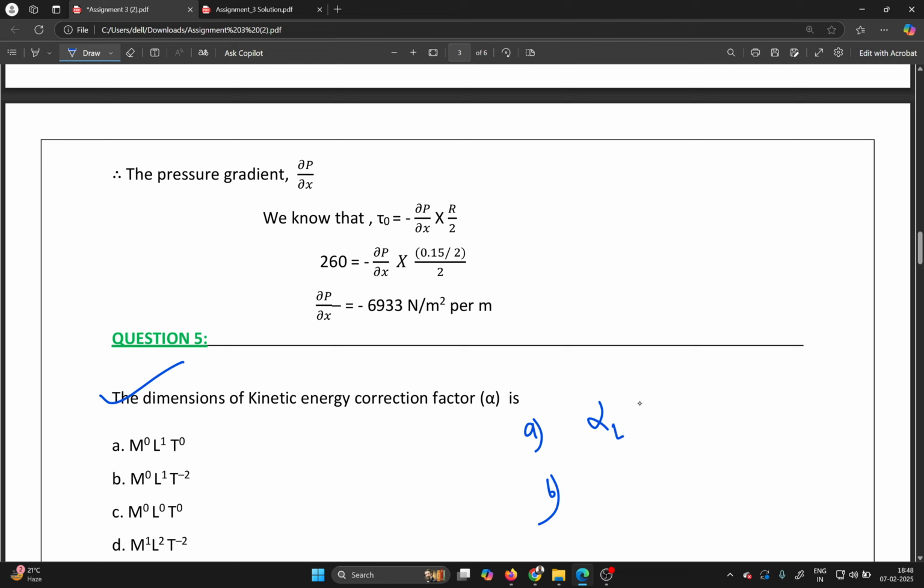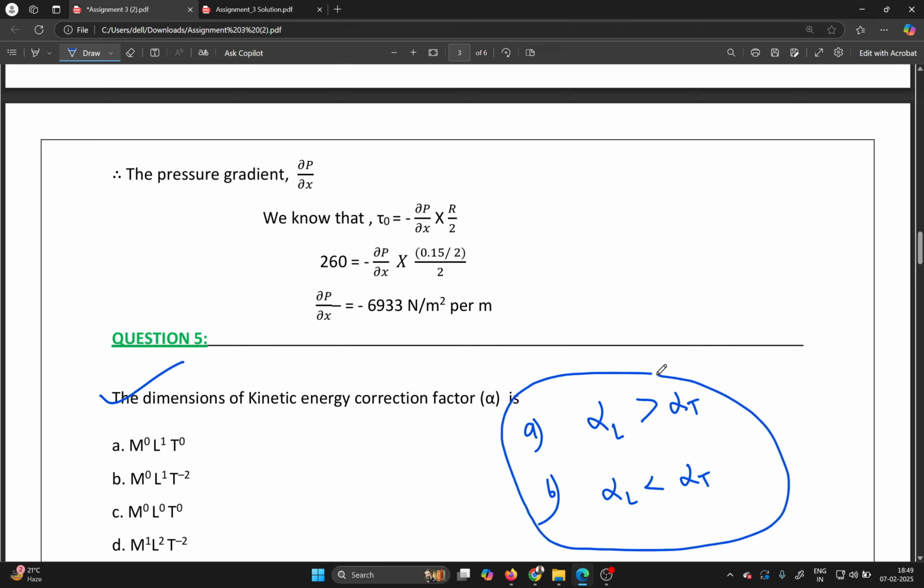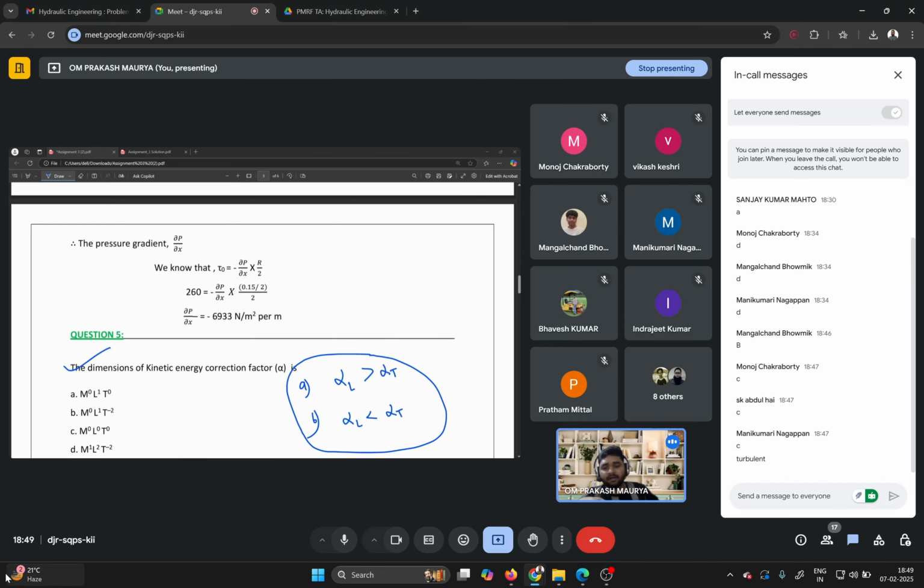So alpha value, this is option A and this is option B. Alpha value for laminar, turbulent. Alpha value for laminar, turbulent. Which option will be correct, A or B? First, everyone try to focus on question number 5, then focus on this question. So which option will be correct for what I am asking?